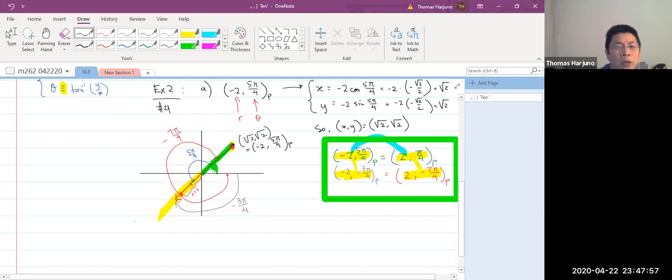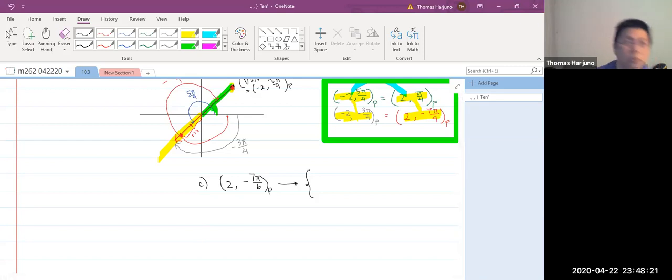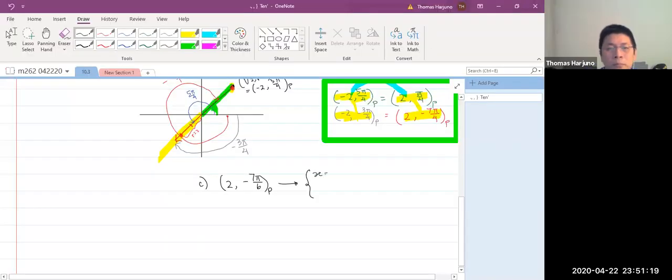Okay, that's for part A. Let me go ahead with part C. Part C: 2 comma negative 7 pi over 6. Okay, you do it. Find the rectangular coordinates, and on top of that, I would like you to also find three other polar coordinates that give you the same point. Okay, I'll give you maybe 2 minutes.